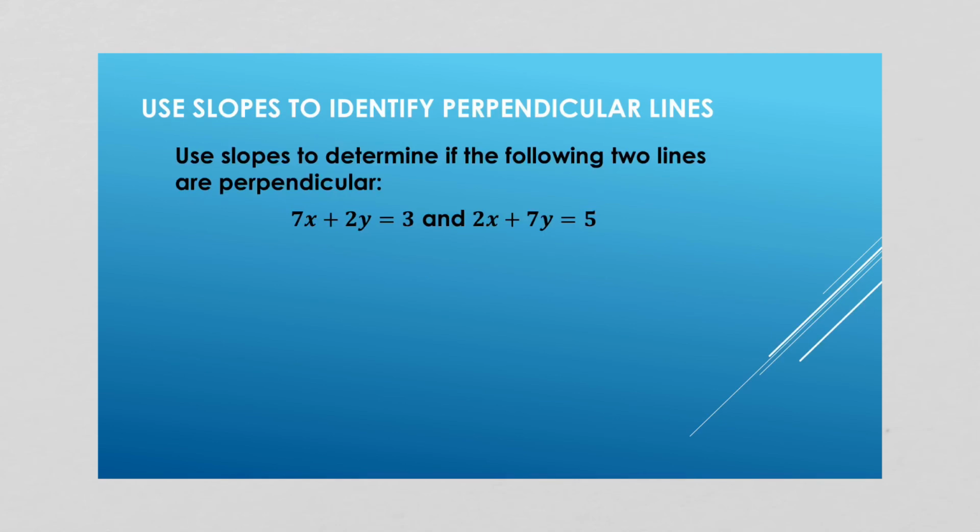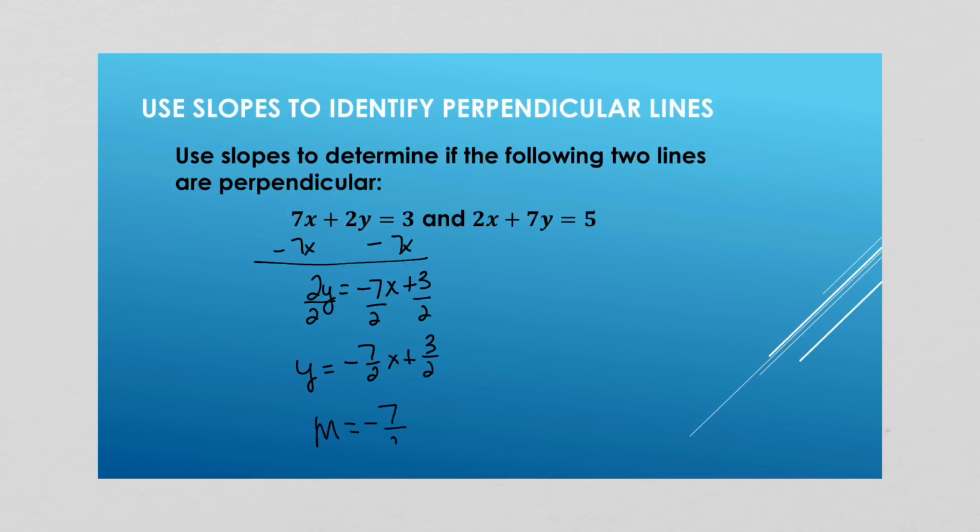All right, both of these equations are in standard form. So let's put them in slope-intercept form and see if they're perpendicular. So I'm going to subtract 7x. I end up with 2y is equal to -7x plus 3. I divide everything by 2. And I end up with y is equal to -7/2 x plus 3/2. Okay, so my slope on this one is -7/2.